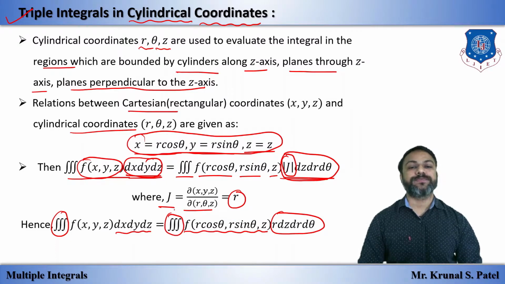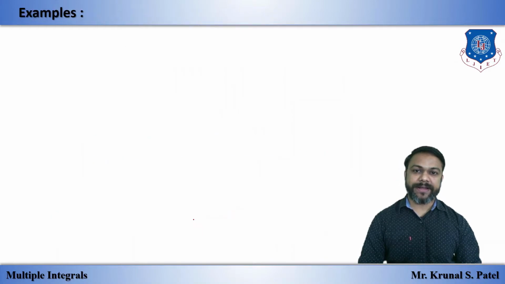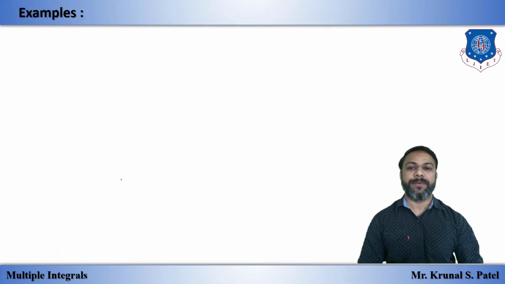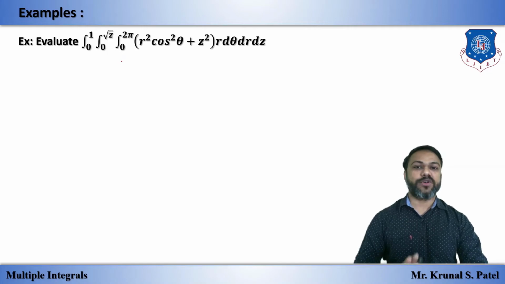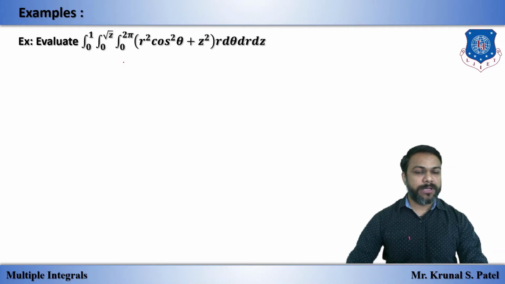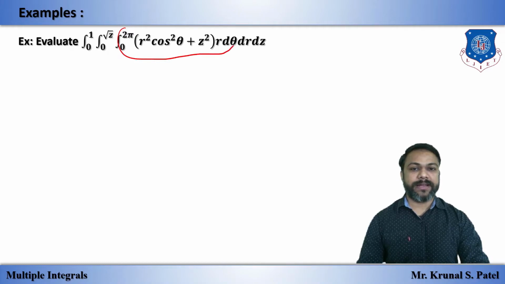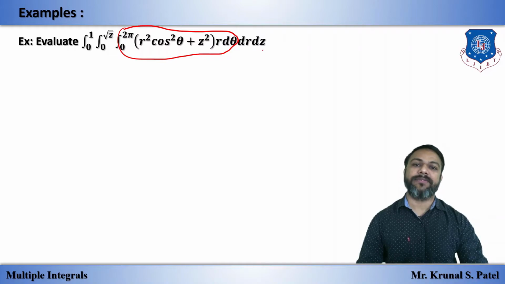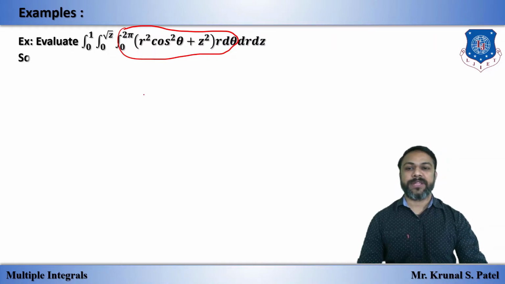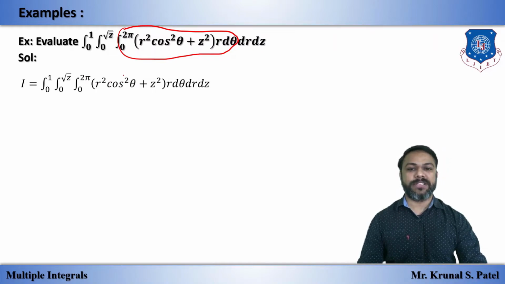Okay, so to understand how we can use cylindrical coordinates, let's have a look at an example. First example, it is already given in cylindrical form. Okay, so no need to convert, we just have to integrate. First we have to integrate with respect to theta because of this. So after integrating with respect to theta, we will integrate with respect to r and with respect to z. So let's start with the solution.